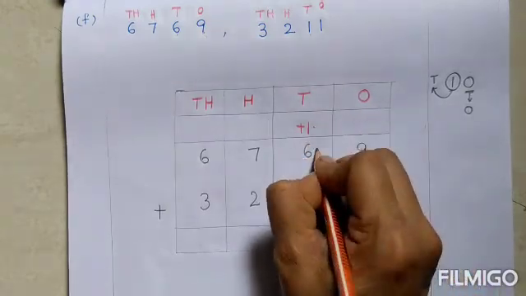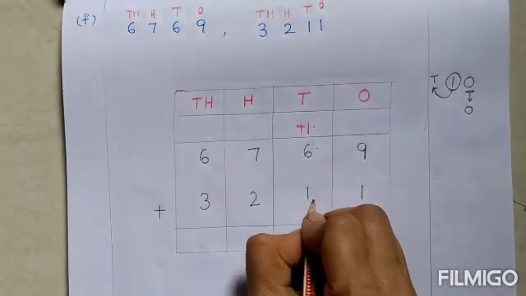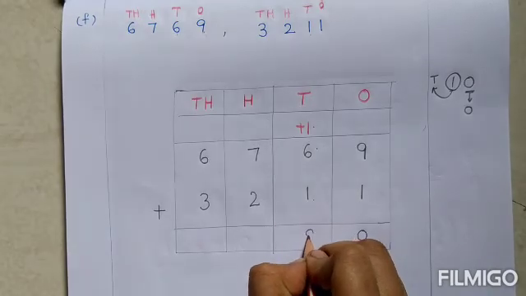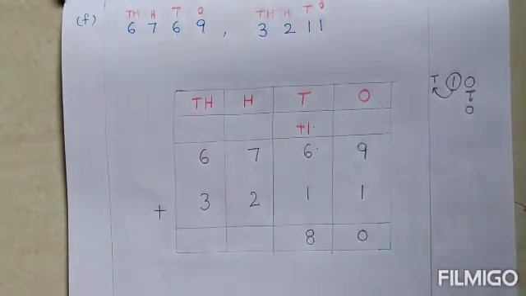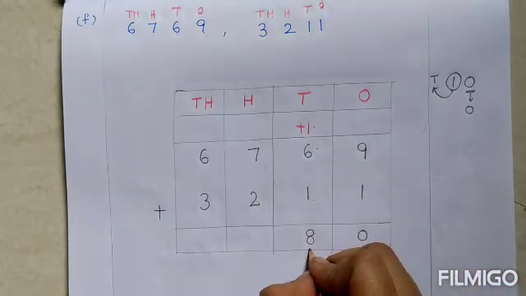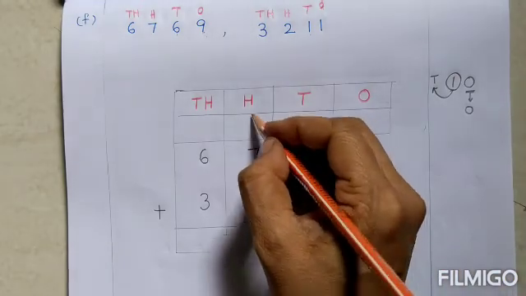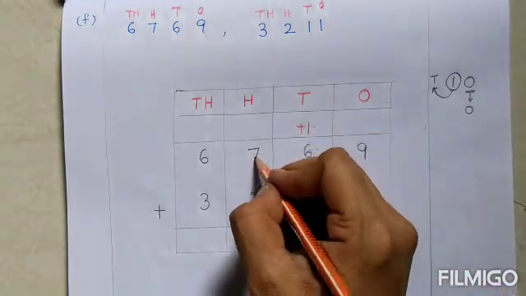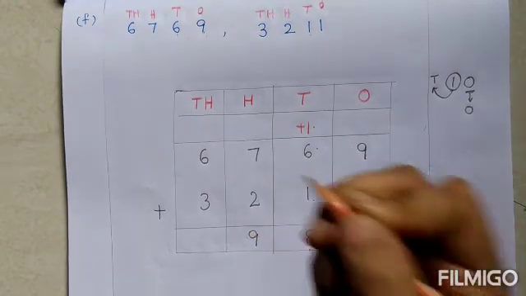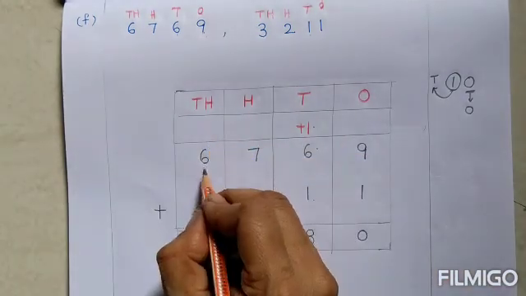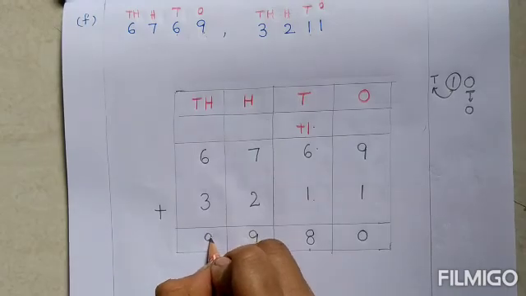Now add these digits, children. 1 plus 6 is 7. 7 plus 1 is 8. And here in hundreds column, here we got only one digit. So directly as it is we can write here. Now in hundreds column, we will add 7 plus 2, that is 9. And in thousands column, 6 plus 3 is 9.